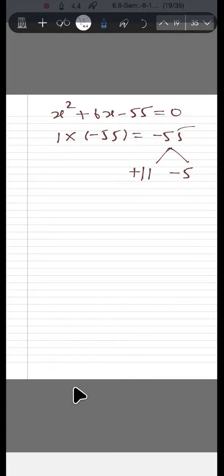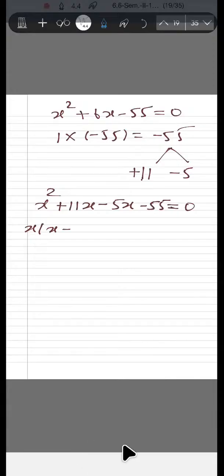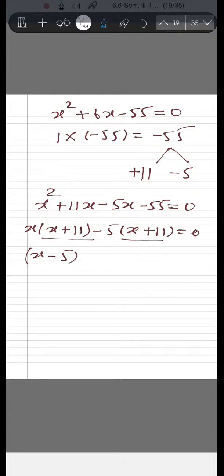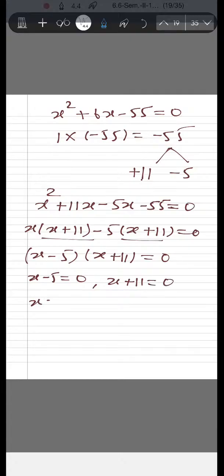as the answer. So I can write the same equation as x square plus 11x minus 5x minus 55 equal to 0. So here x plus 11 into (x minus 5): if I take minus 5 common from here, I will get a positive 11 here. See, both are same, it means we are on the correct path. So x minus 5 equal to 0 and x plus 11 equal to 0. So x is equal to 5 and x is equal to minus 11.